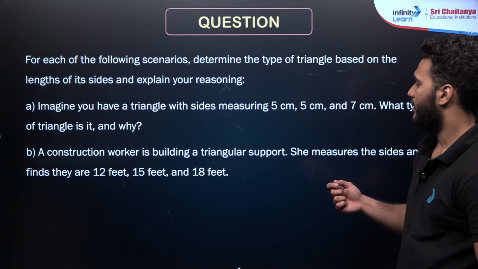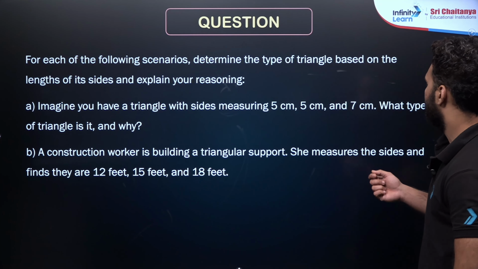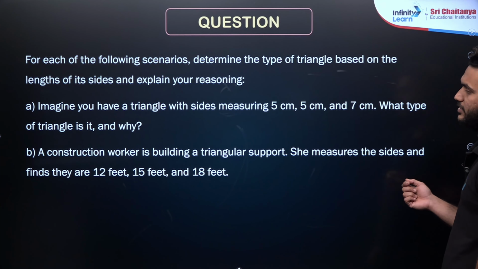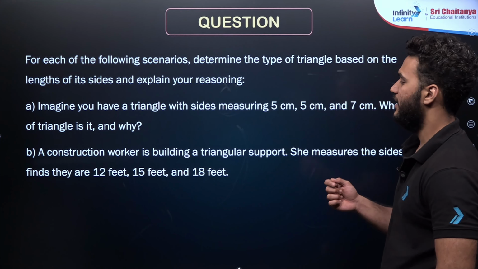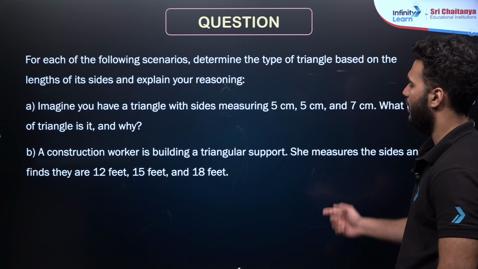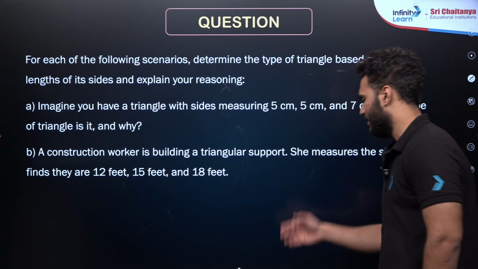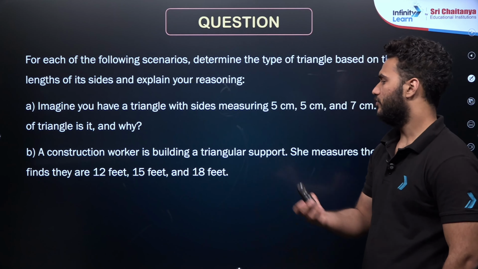A construction worker is building a triangular support. She measures the sides and finds they are 20 feet, 15 feet and 18 feet. All sides are not equal, none of them are equal.